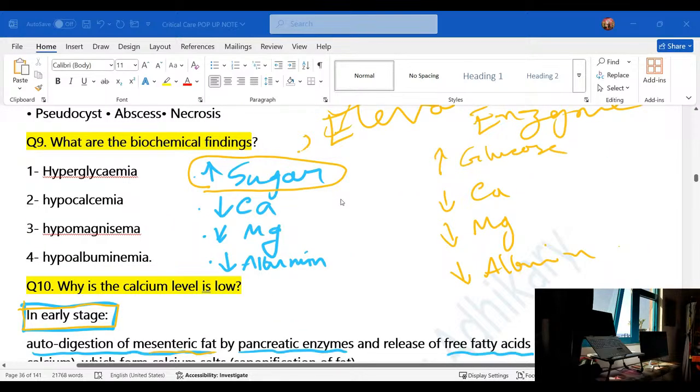What is the biochemical finding? We are reading now pancreatic pseudocyst. One month before there was pancreatitis. Now he came with pancreatic pseudocyst. So what will he have?